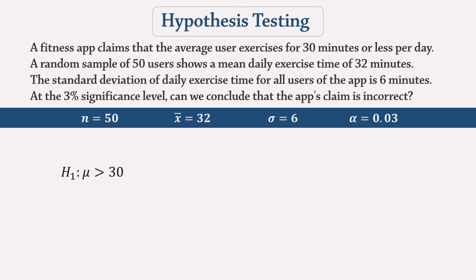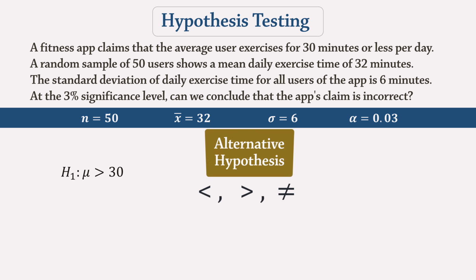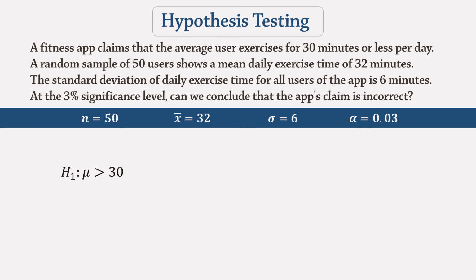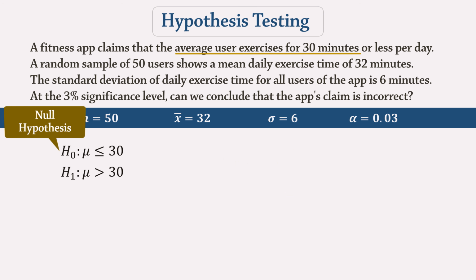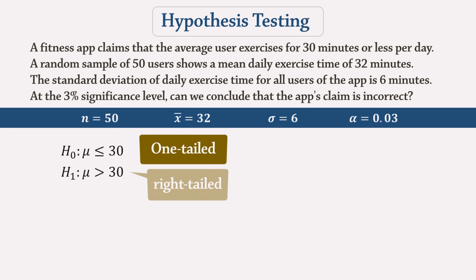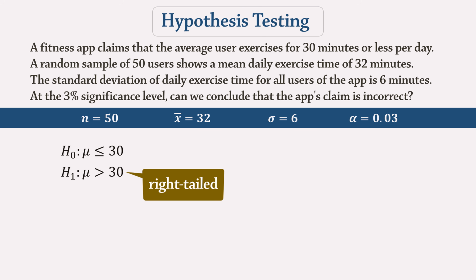Recall that the alternative hypothesis can only take on less than, greater than, or not equal to signs. The null hypothesis H0 will be that the average user exercises for 30 minutes or less per day since that statement contains equality, or simply because the less than or equal to sign complements the greater than sign in the alternative hypothesis. Note that some always use the equal sign for the null hypothesis irrespective of the sign in the alternative hypothesis. But in this video we will keep the null as mu less than or equal to 30. This is a one-tailed test, specifically a right-tailed or upper-tailed test. Note that we use the alternative hypothesis to determine the direction of the test.